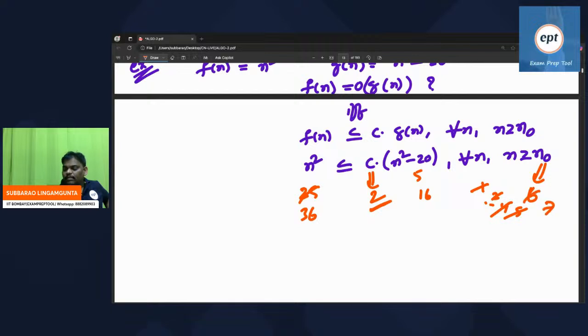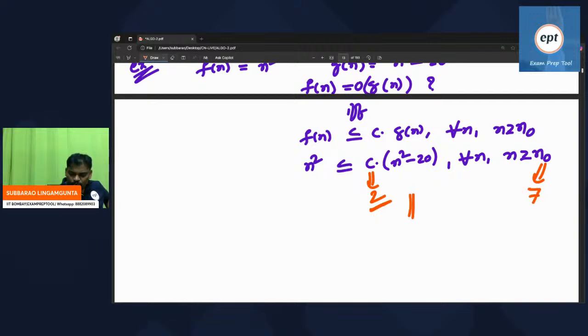Let's take 7. 7 square is 49. On the right, 49 minus 20, which is going to be 29. 29 into 2 is approximately 58. I think from 7 onwards it is working. There may be so many pairs, one pair I want to give. So C is equal to 2, n0 is equal to 7. From 7 onwards, this relation holds good.